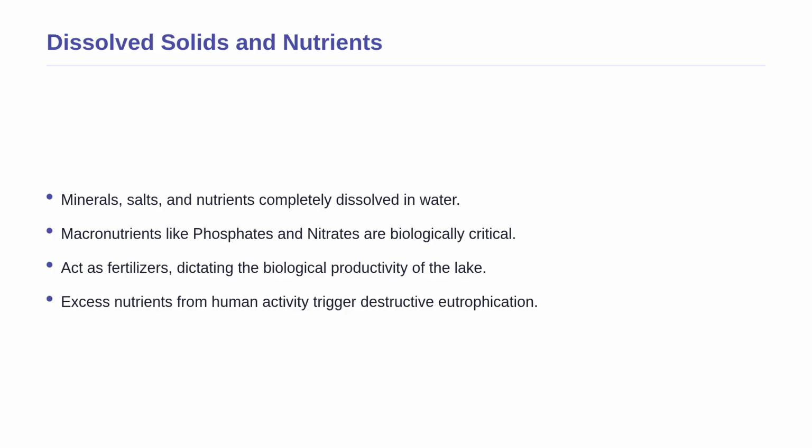However, balance is key. If human activities like farming dump too many of these dissolved solids into the water, it triggers a destructive process called eutrophication. This causes massive, toxic algae blooms that eventually die, rot, and consume all the dissolved oxygen we discussed earlier.